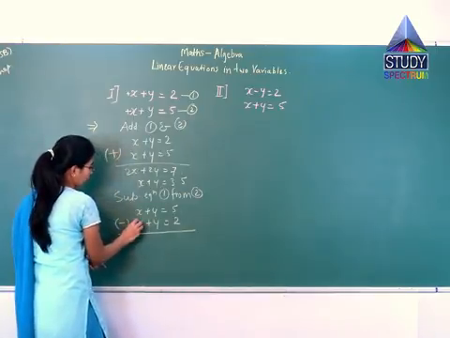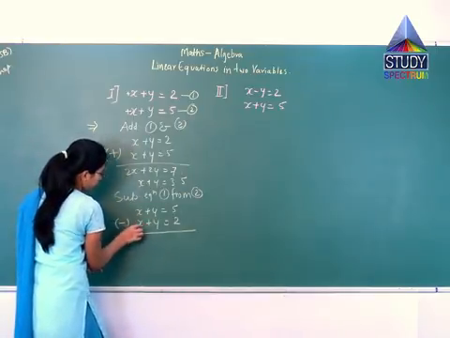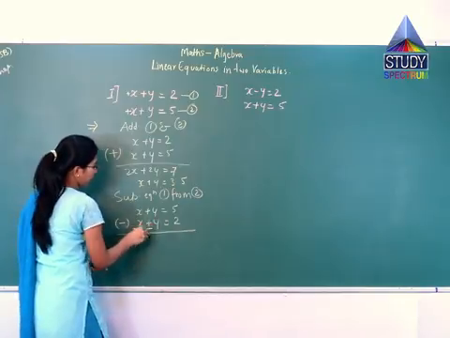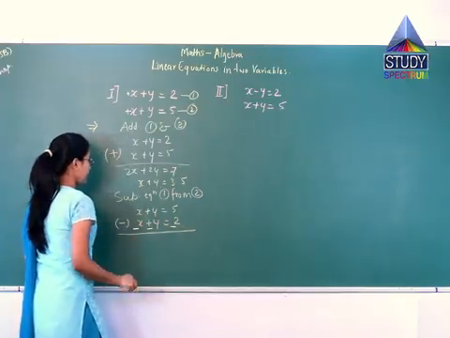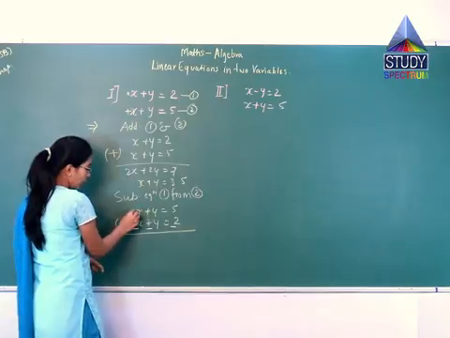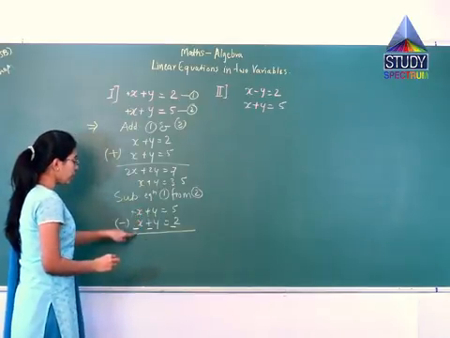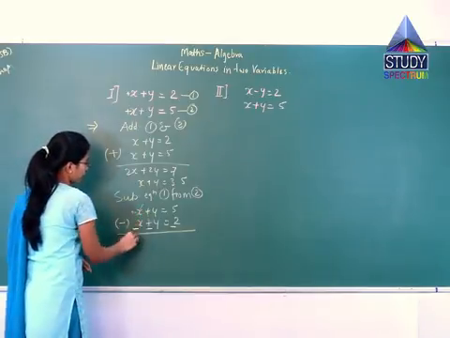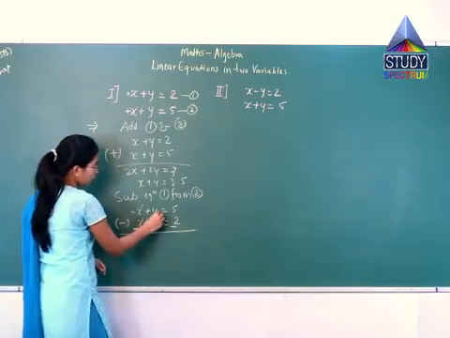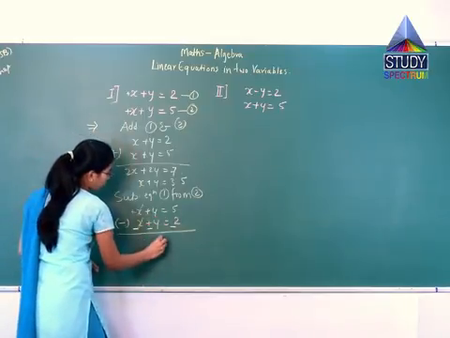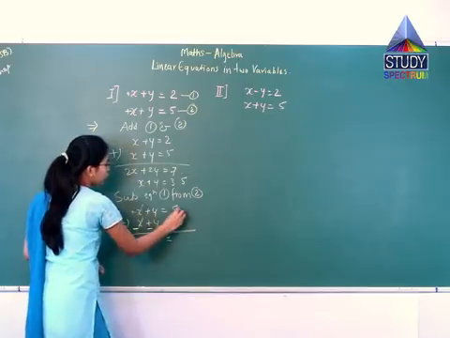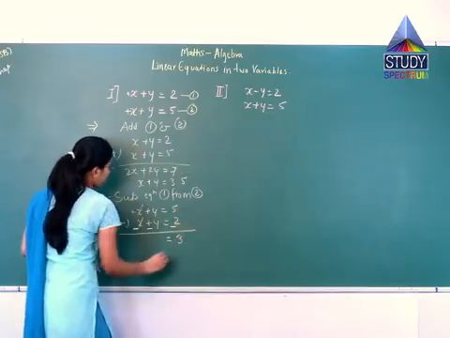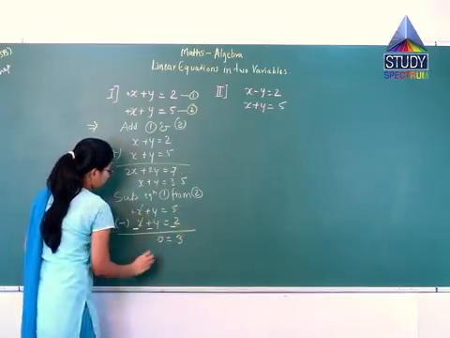For x there is no sign, which means it was positive, so it will become negative. This positive will also become negative, and here again negative. So you can see one x having a plus sign, another having a minus sign, so it will get cancelled. Again you can see y will also get cancelled, and you will remain with 0 is equal to 3.